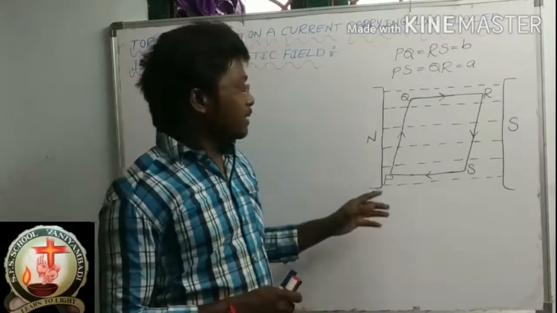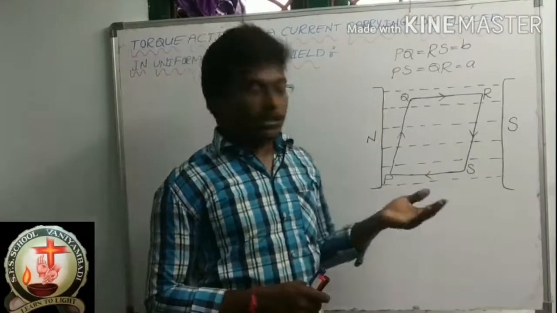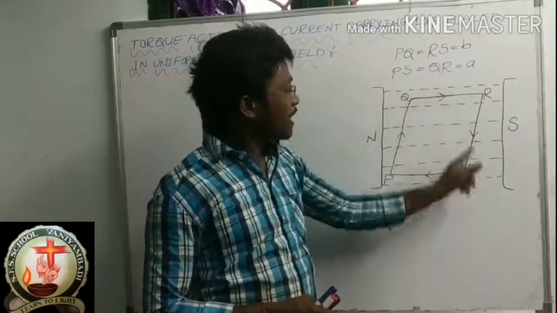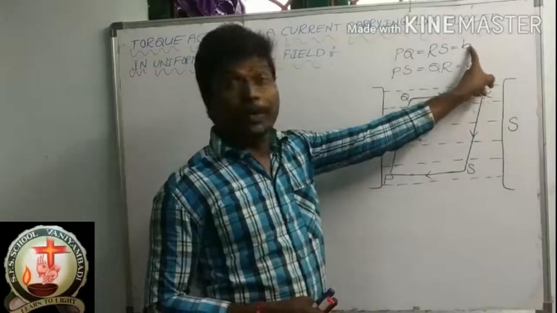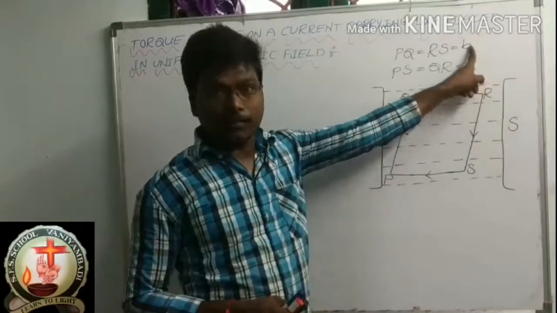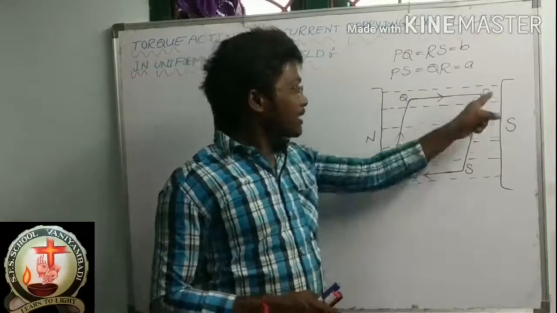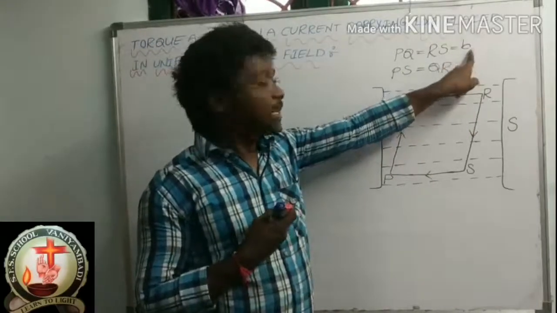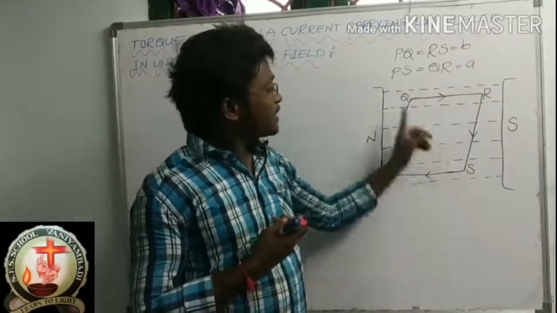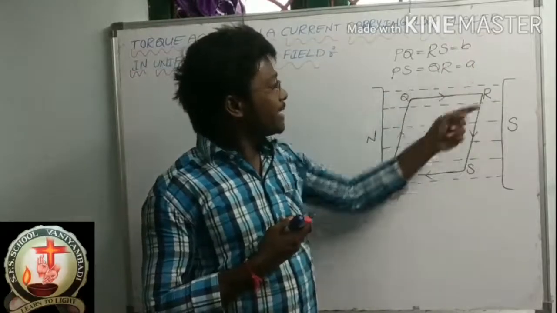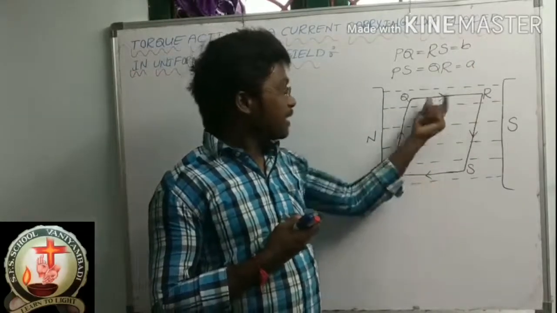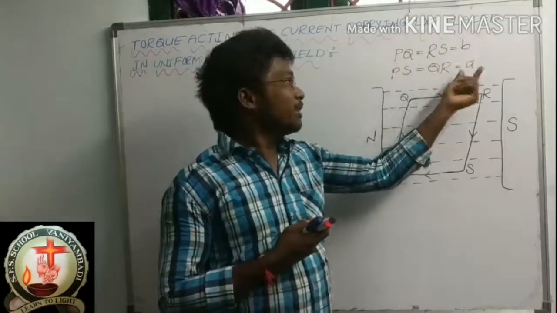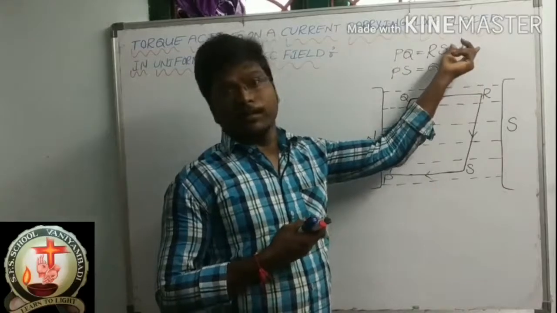And you can take some assumptions. PQ and RS are equal to b, that means breadth. This is our assumption. And PS and QR are equal to a. You can remember these two assumptions. That means this is the length and this is the breadth.